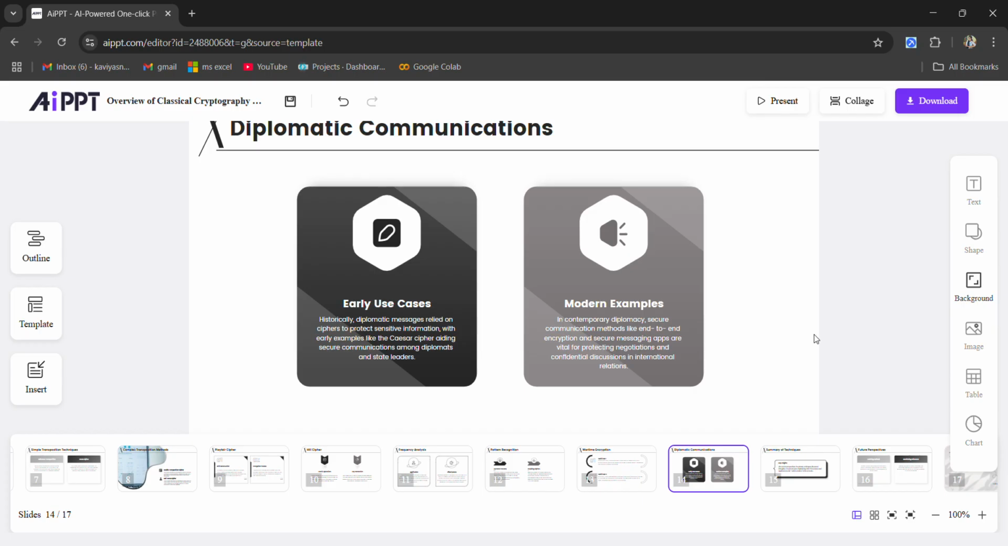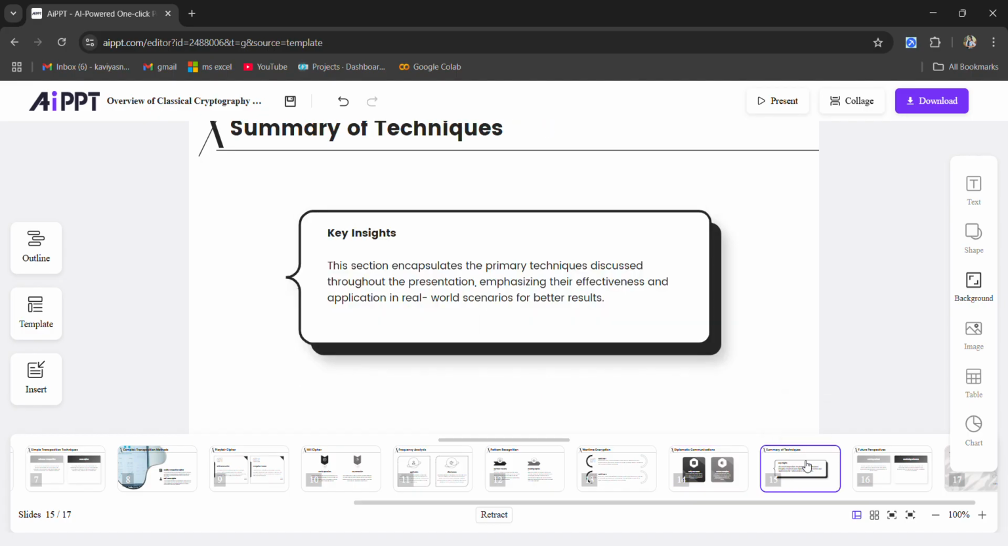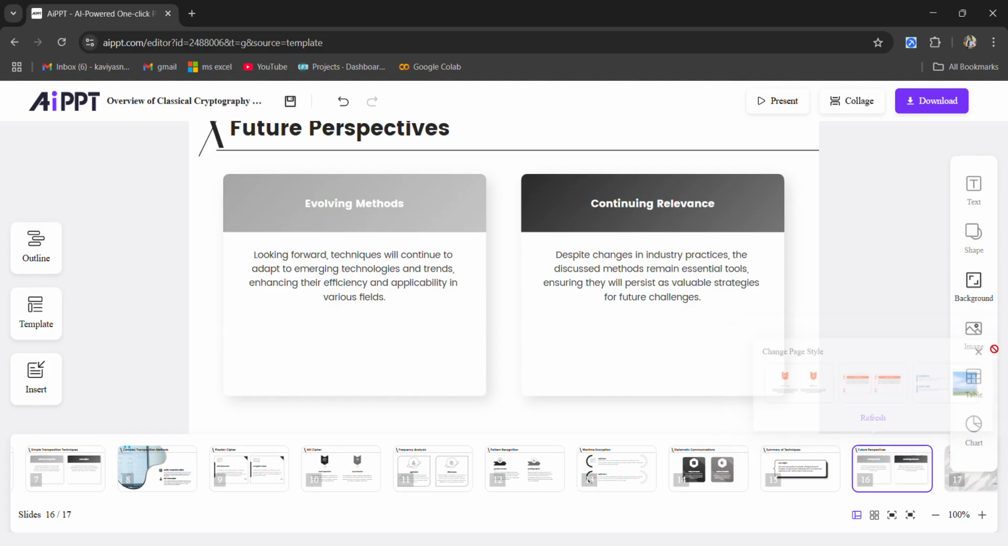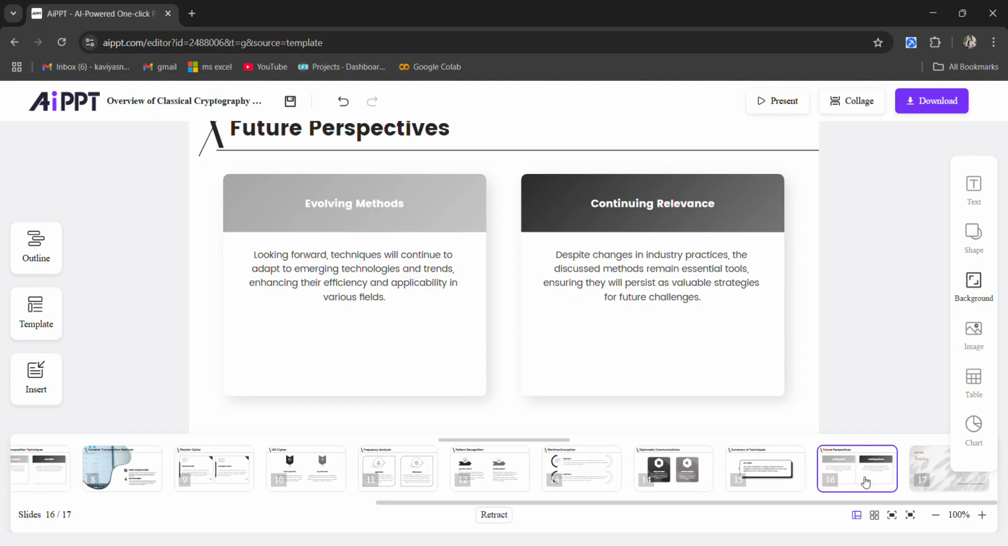In contemporary diplomacy, secure communication methods like end-to-end encryption and secure messaging are vital for protecting negotiations and confidential discussions in international relations. The encryption techniques discussed throughout the presentation show their effectiveness and application in real-world scenarios. Looking forward, these techniques will continue to adapt to emerging technologies and trends, enhancing their efficiency and applicability in various fields. Despite changes in industry patterns, the discussed methods remain essential tools and will persist as valuable strategies for further technologies. Thank you.